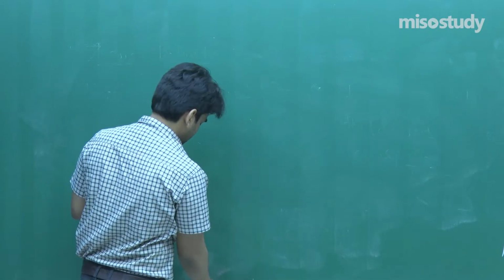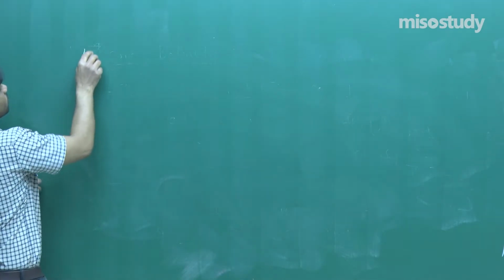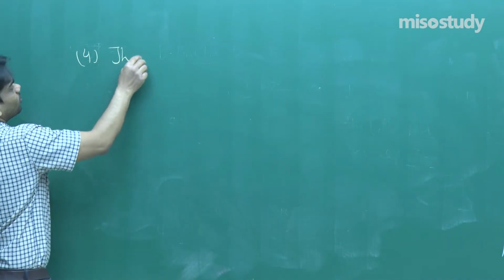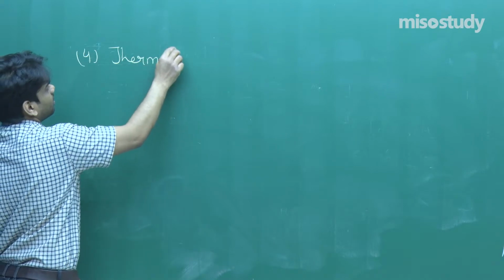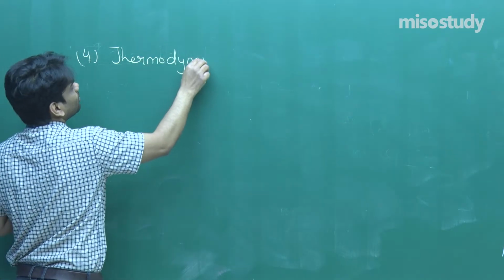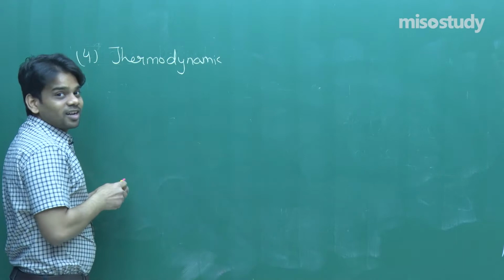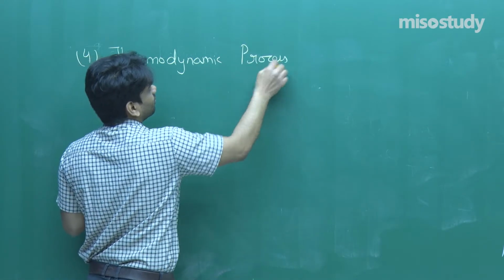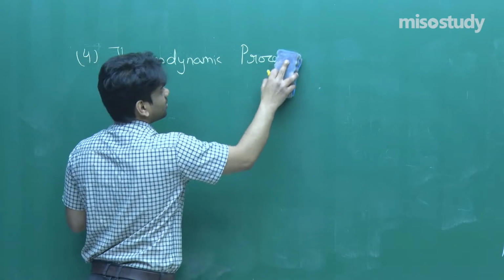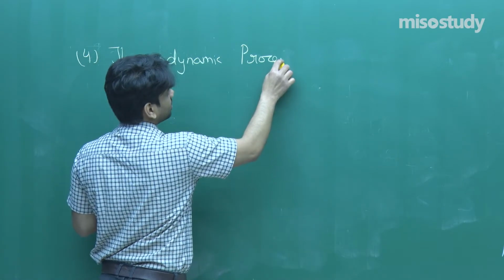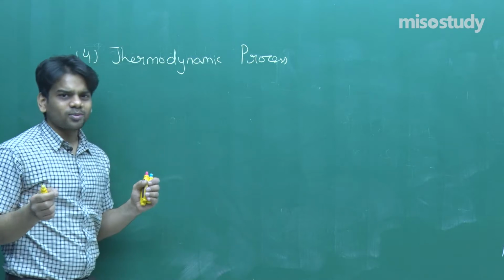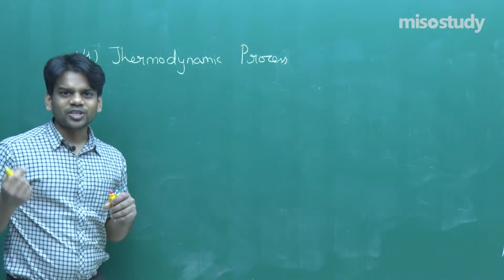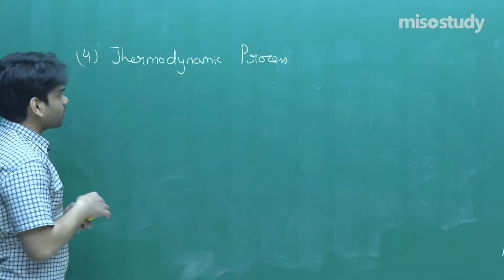The fourth one, most important one, thermodynamic process. Now I told you about thermodynamic system. Now a system can be changed. A system can be made to change its state variables. Remember, when I talk about state variables, I'm talking about the pressure, temperature and volume. So let me talk about thermodynamic process.